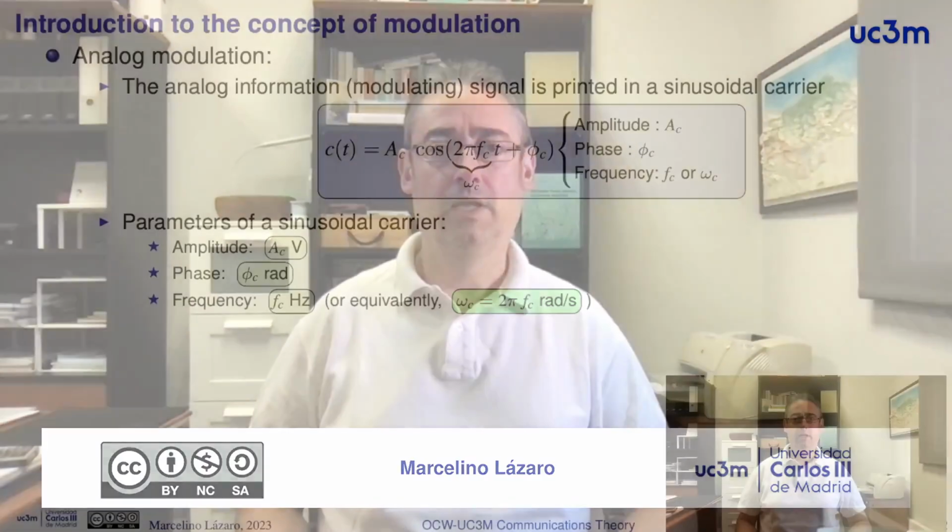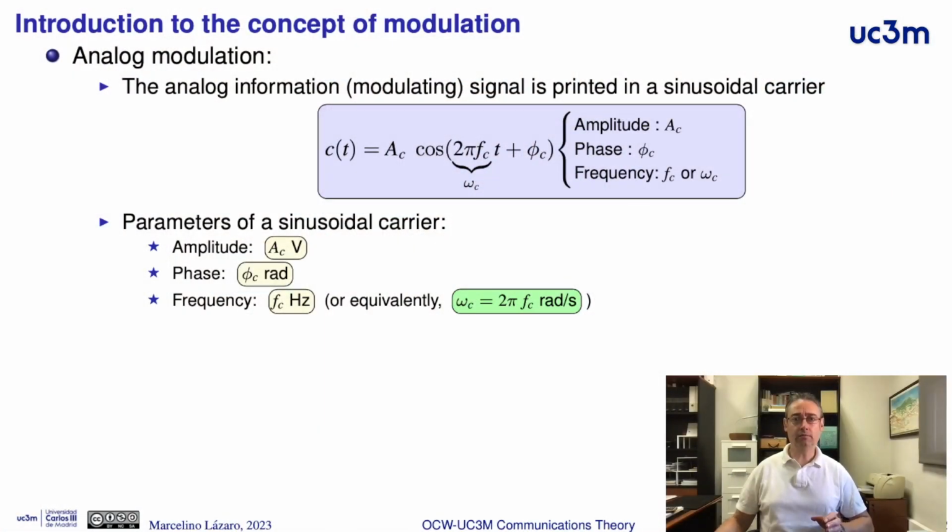In this video, we will introduce the different types of analog modulations. In an analog modulation, the information signal, the modulating signal, is printed, is stored in a sinusoidal carrier. So a carrier is very important in the analog modulations.